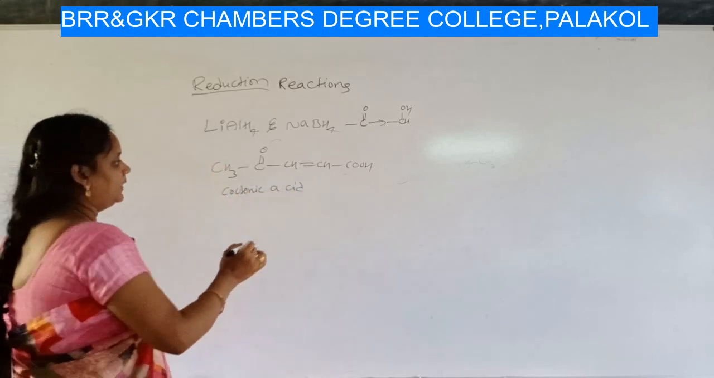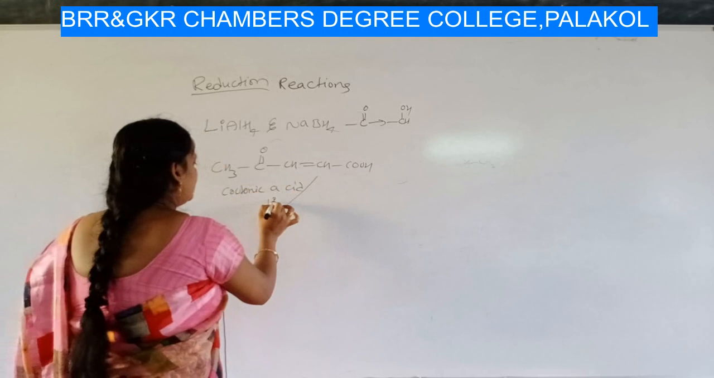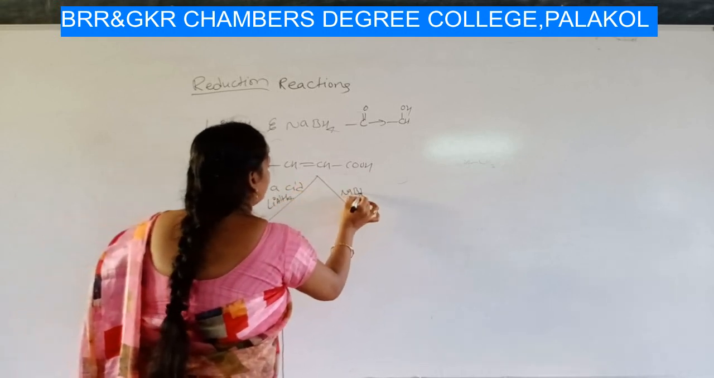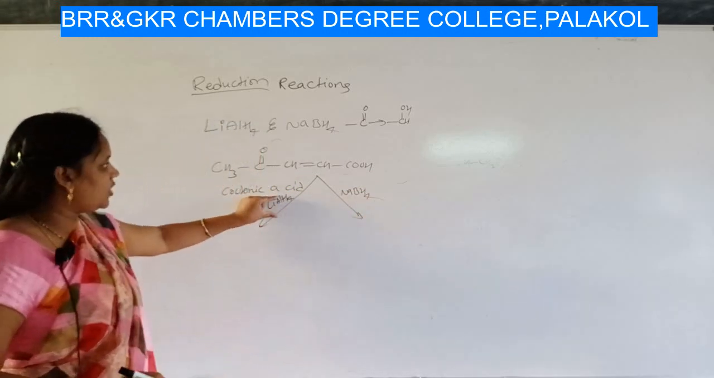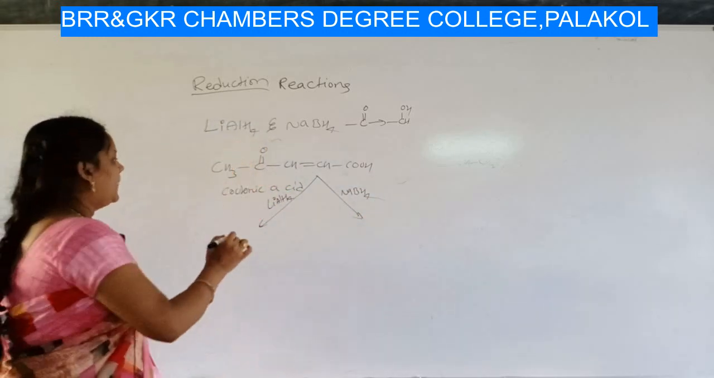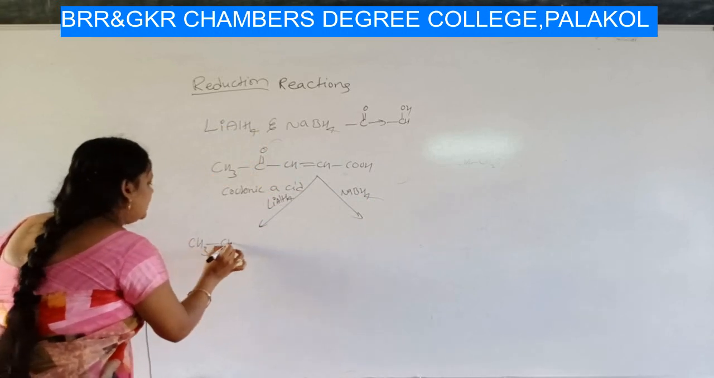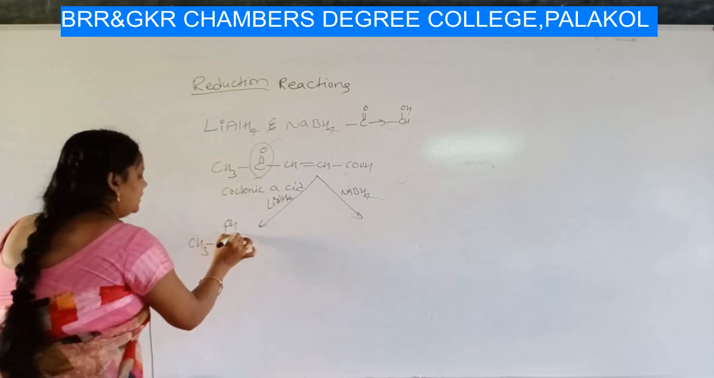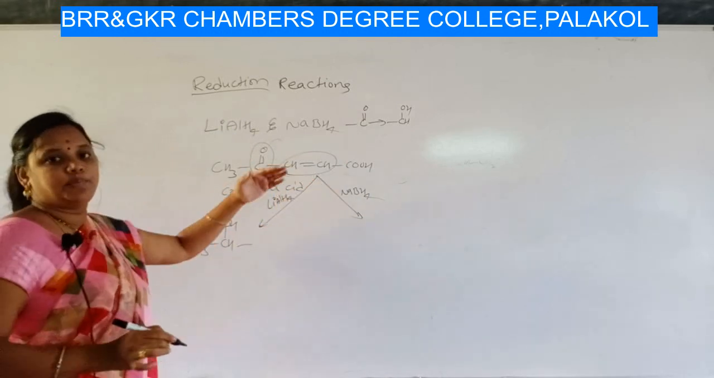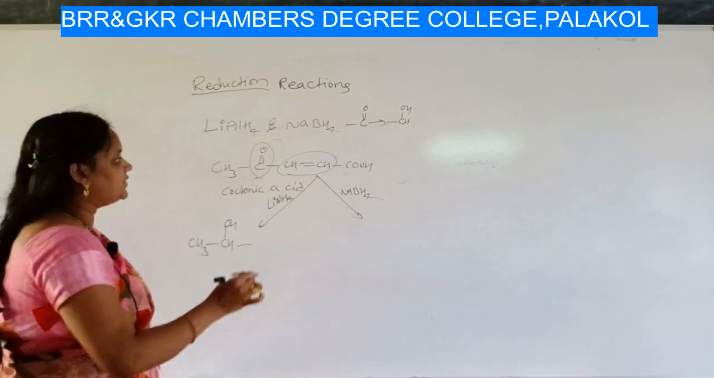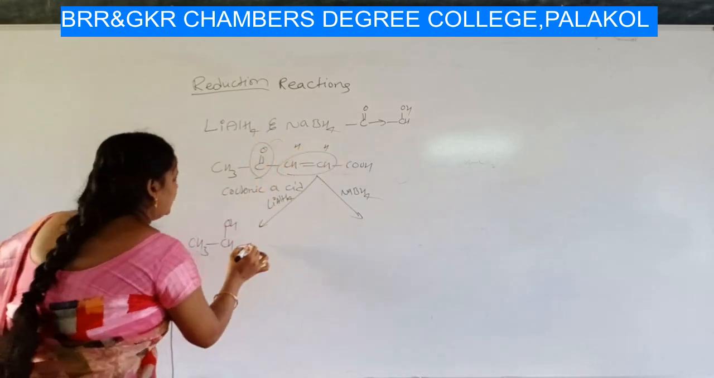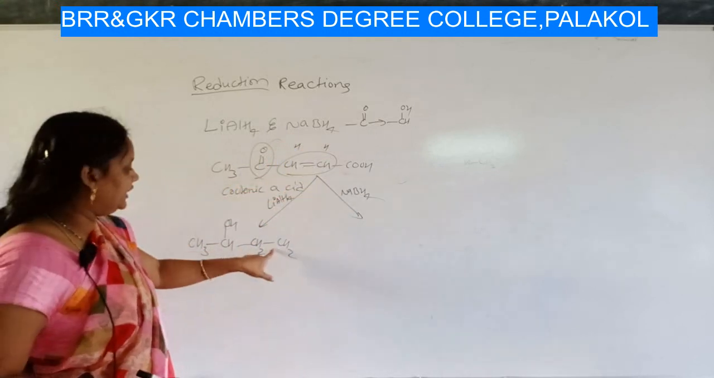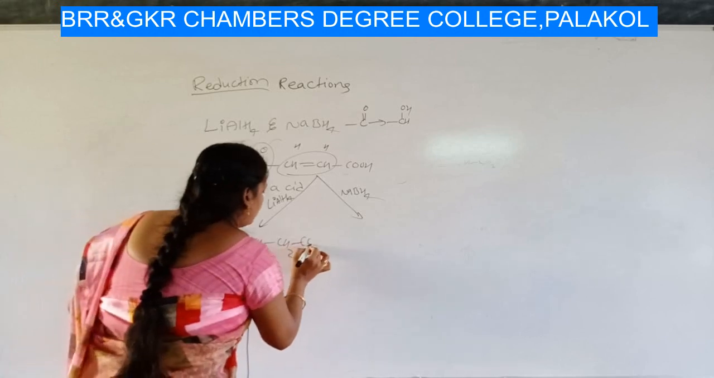What happens if you take lithium aluminum hydride? Since it is strong, it reduces both the groups. The CH3, C double bond O group will get reduced into CHOH. Here the unsaturated bond will also be reduced and converted into a saturated one, a hydrogen here and a hydrogen here. So CH double bond CH will be converted into CH2, CH2 single bond and COOH.